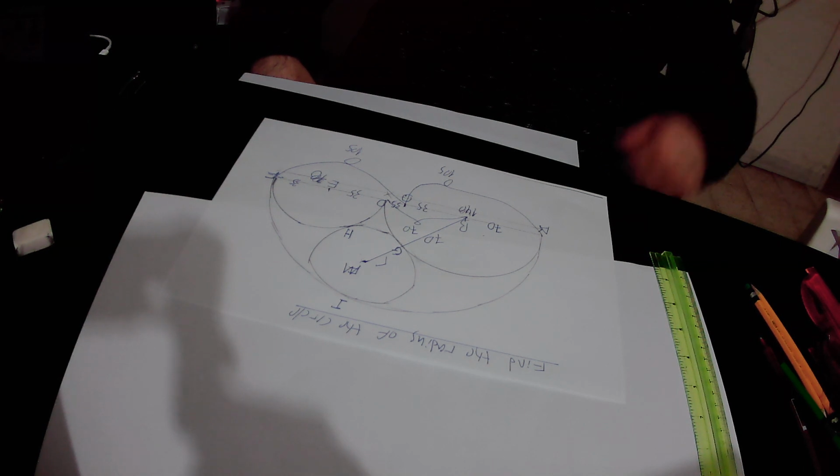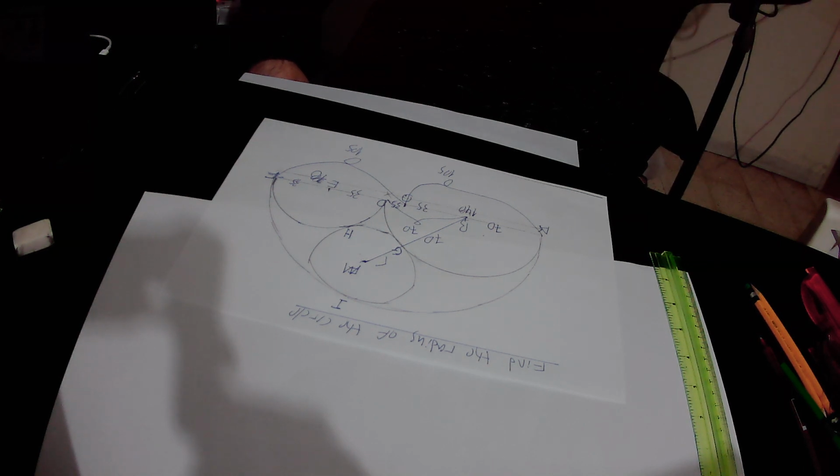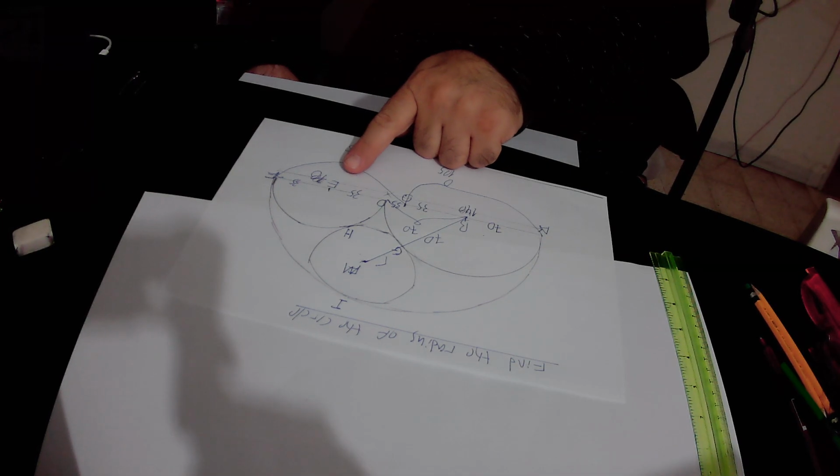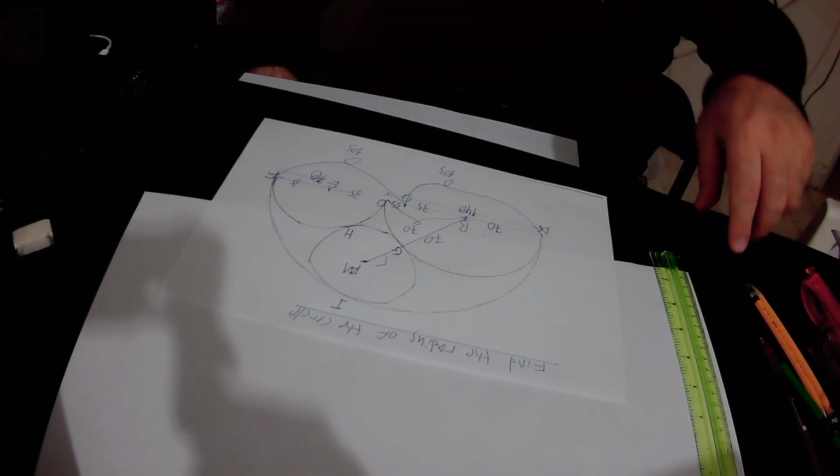Okay? In the next step, we will join the center of the smallest semicircle with the center of this circle.